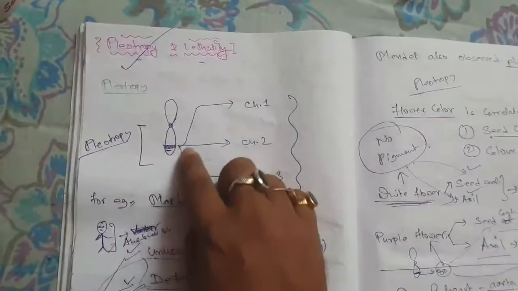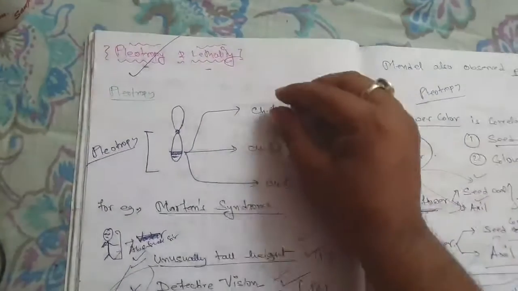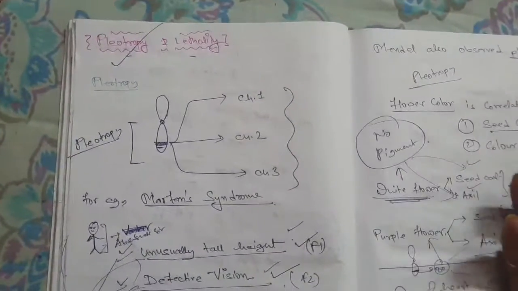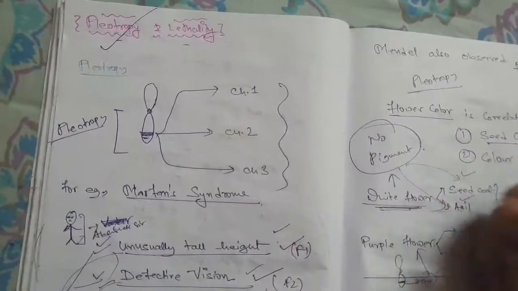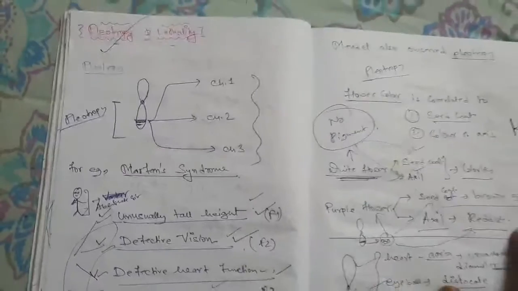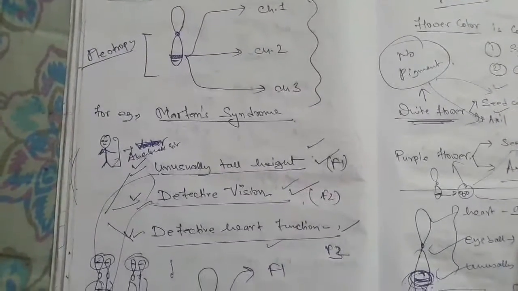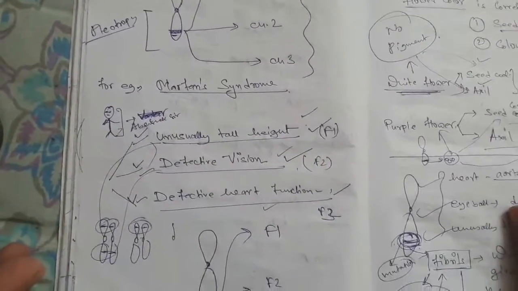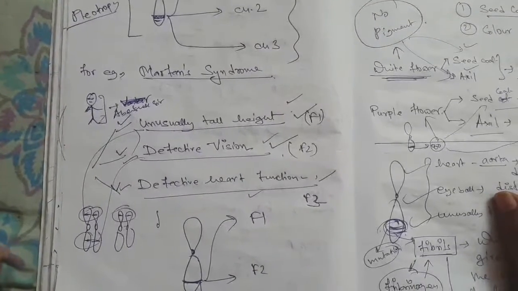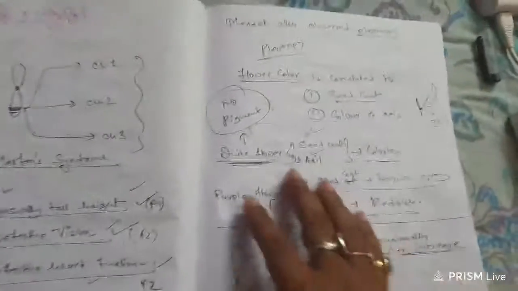Pleiotropy means one locus will code for proteins, or will control three different characters. Okay, so one such example is Marfan syndrome, where the person is usually of tall height, with defective vision and defective heart function. Now why might this be happening?